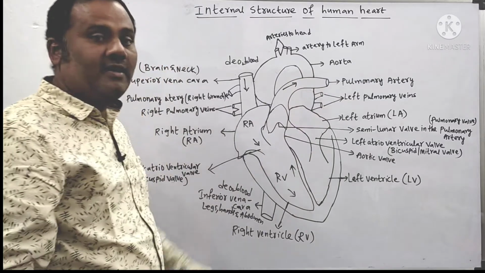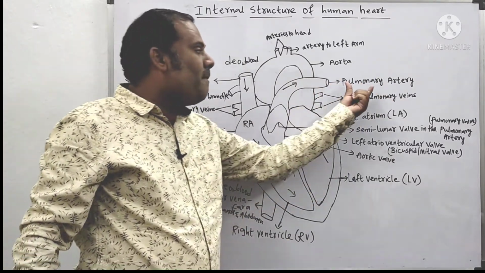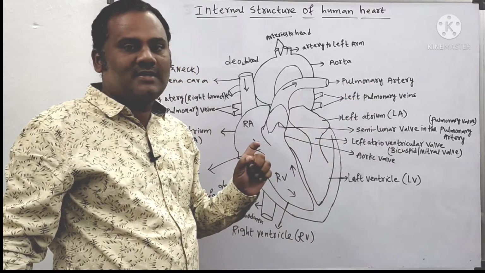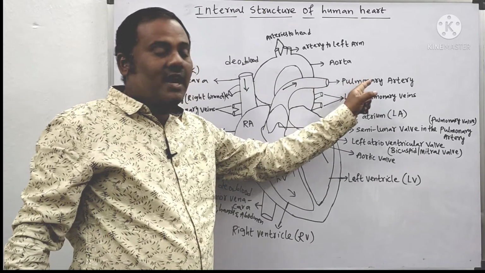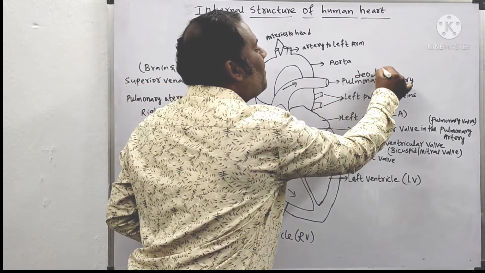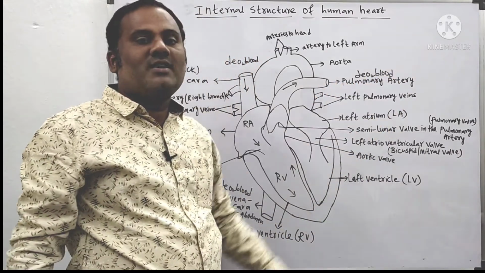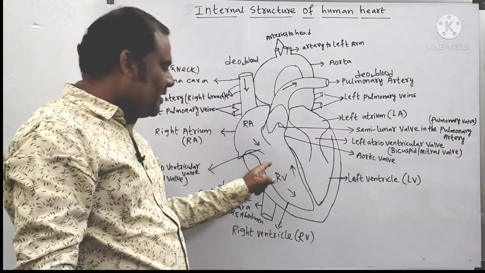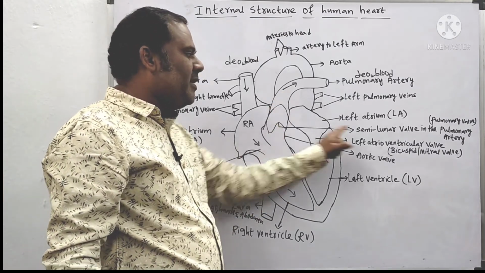Pulmonary artery. What is meant by pulmonary artery? You know that pulmonary always means lungs. Pulmonary means what? Lungs. That means any blood vessel which is bringing what type of blood? Deoxygenated blood. To whom? Towards the lungs. Towards what? Lungs.